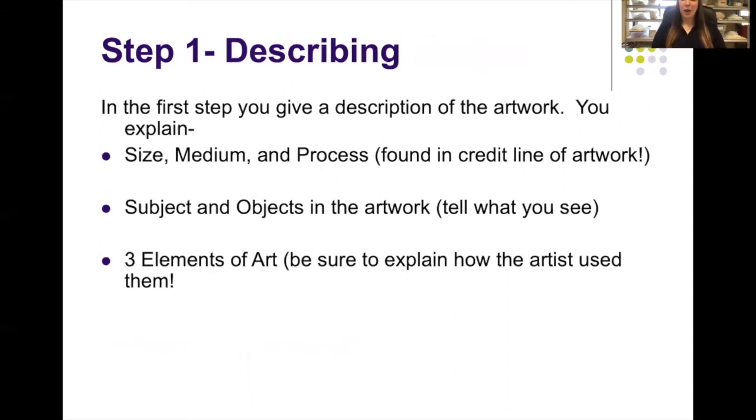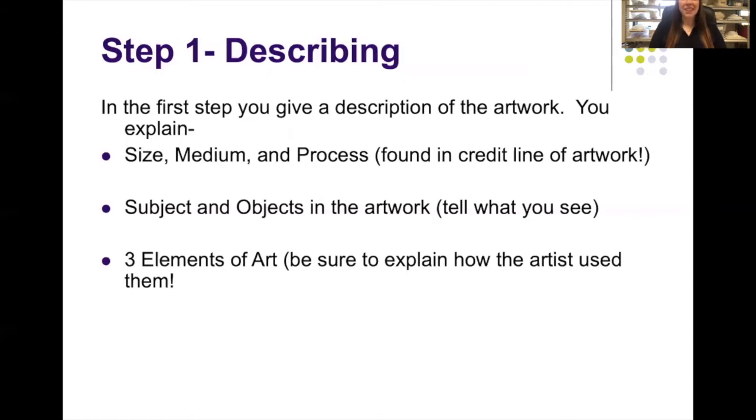Step 1 is describing. Let's talk about that in some more detail. In the first step, you give a description of the artwork. You explain things like the size, the medium, and the process used to make the artwork. Usually this is found in the credit line or the caption under the artwork. If you cannot find this information in a textbook, then you need to do a little bit of independent internet research.